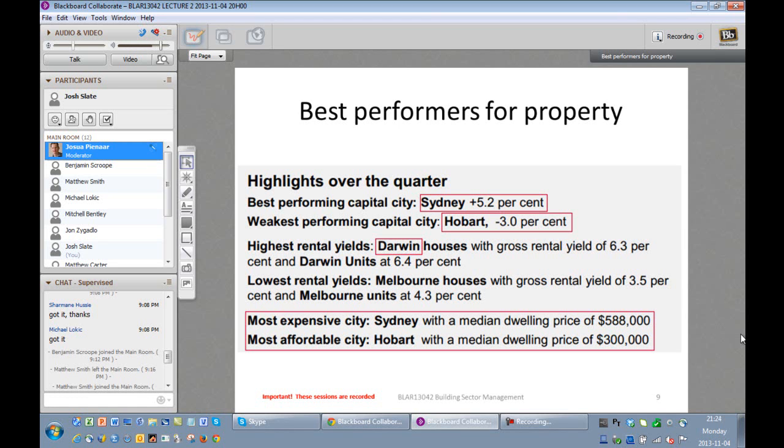The problem with Hobart, what do you guys think is the problem with Hobart? Anybody? Click on the talk button or in the chat window. Why do you think we have low values in Hobart? What do you think is missing in Tasmania? Well, yep, there we go.